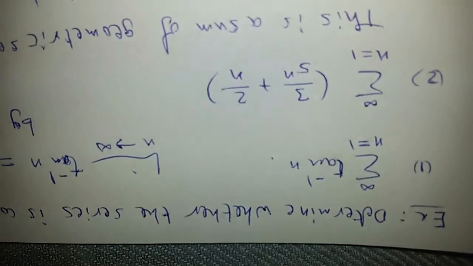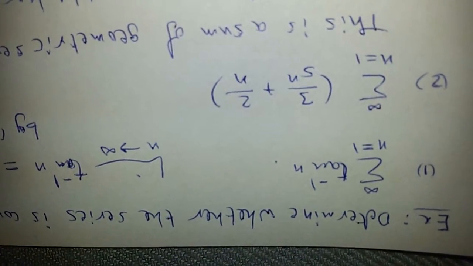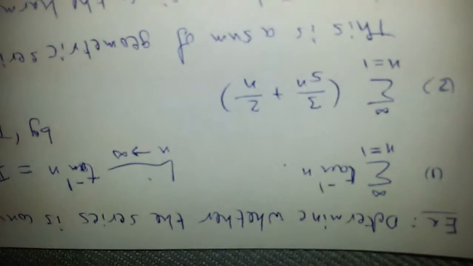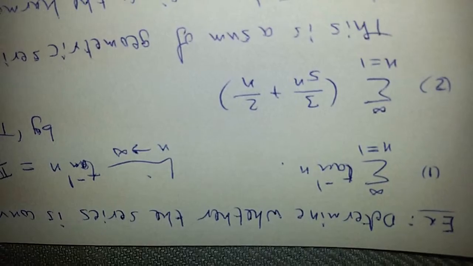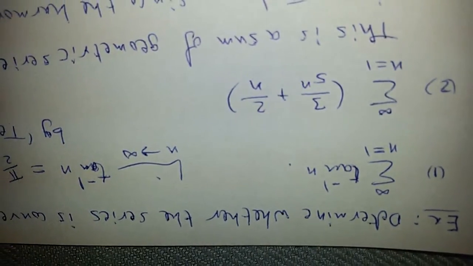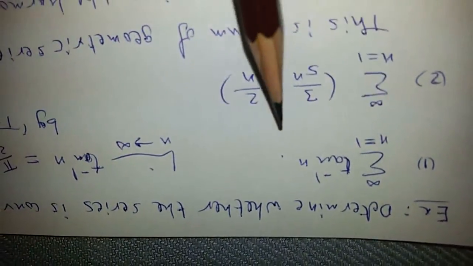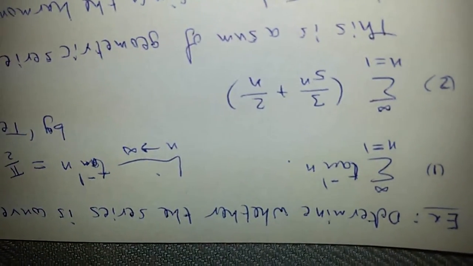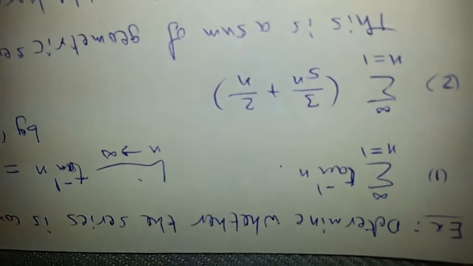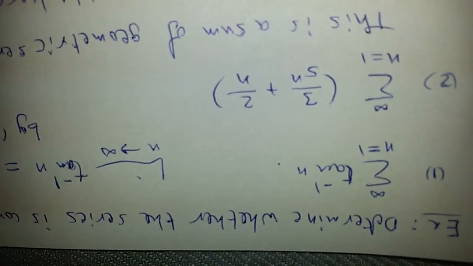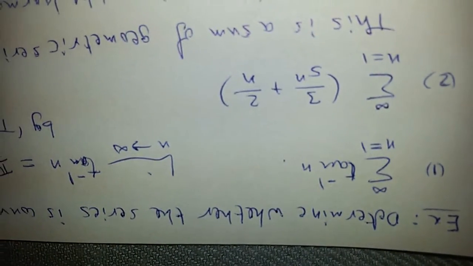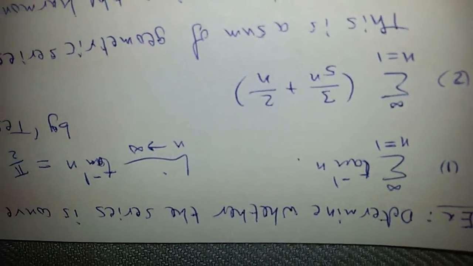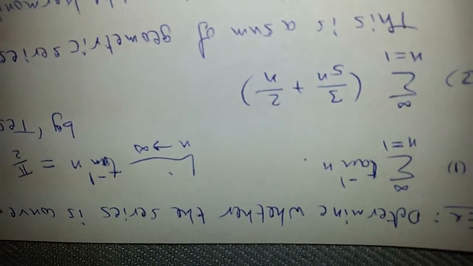So for example, if you have this series, the summation of tan inverse n from 1 to infinity. This is a series. Let us first check whether limit a_n is 0. If limit a_n is 0, then we can continue to check whether the series is divergent or convergent. It doesn't mean that the series is convergent. But if the limit of a_n is not 0, then immediately the series is divergent by the test of divergence.